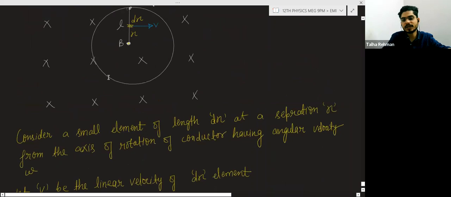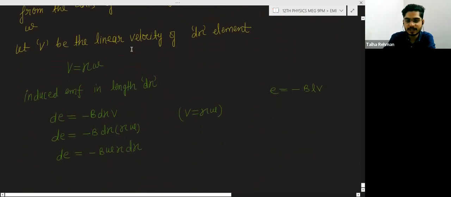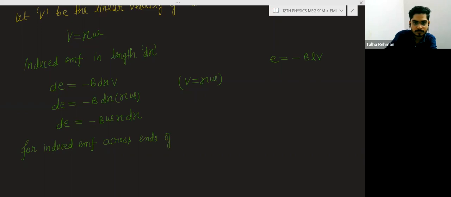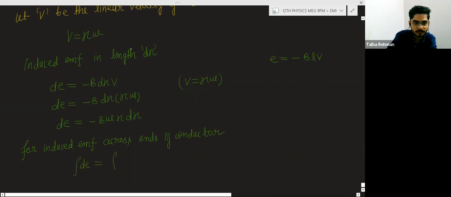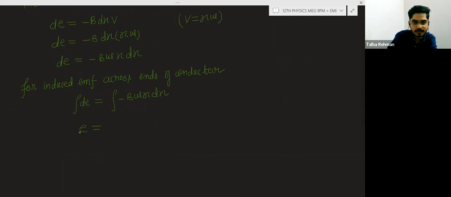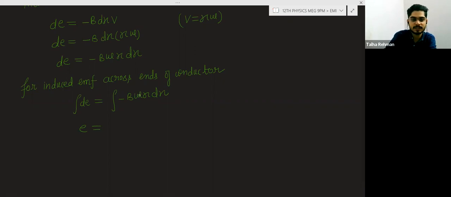Now for calculating the total EMF, the EMF between this end B and end A, will be given by the integration. So we will do the integration. For the induced EMF across the ends of the conductor, we will do the integration on both sides. dE is equal to minus B omega x dx. So integration of dE will become small e, and out of the integration we will take the constant terms. The magnetic field is constant, omega is constant. So we have minus B omega as the constant, and we have x dx.